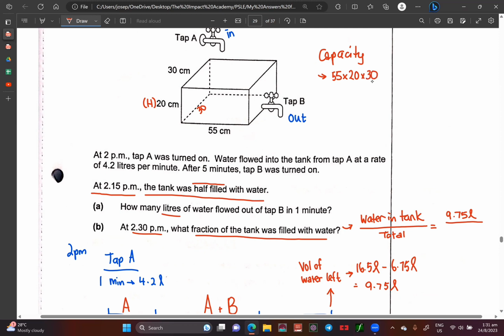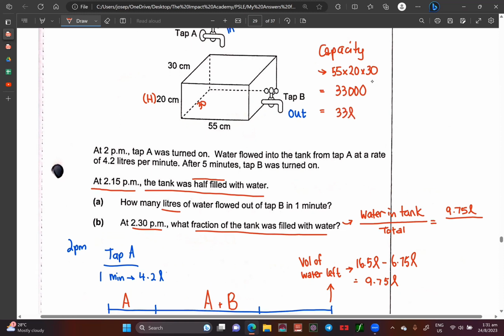And we get 33,000. And what exactly is 33,000? 33,000 is also equal to 33 liters. So over here, you just have to put over 33. When we do 9.75 over 33 liters, we get 13 over 44. So therefore, this is the fraction of the tank that was filled with water at 2:30 p.m.